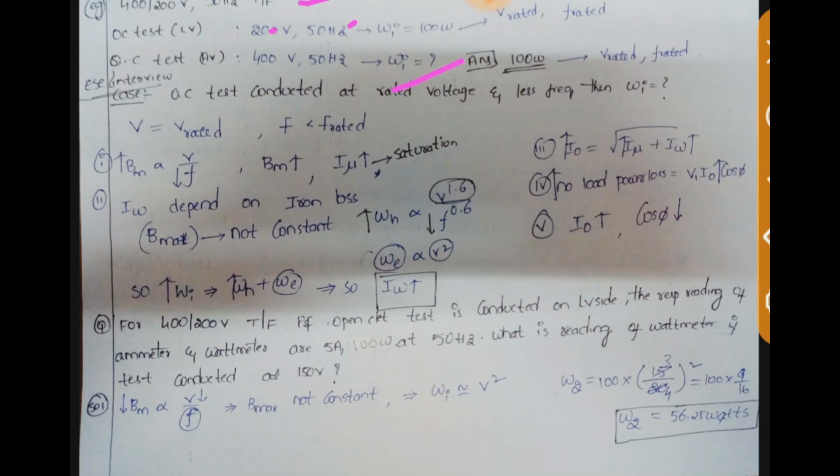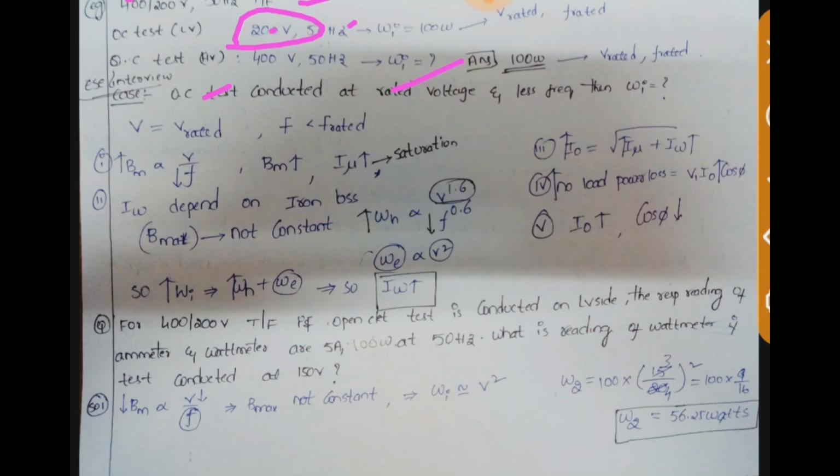See, iron losses depend upon Bmax. If you apply rated voltage and rated frequency, the iron losses will be constant. The answer is 100 watts only, because on the LV side you applied 200 volts, that is rated voltage, and frequency 50 is rated, so you got rated iron loss. Now you conducted this test on the HV side at 400 volts, rated voltage only, and rated frequency only, so iron losses remain constant since V by F is constant here, as rated value is applied.